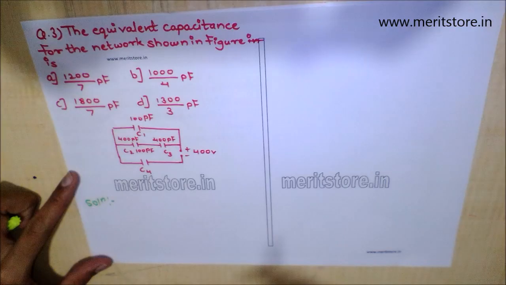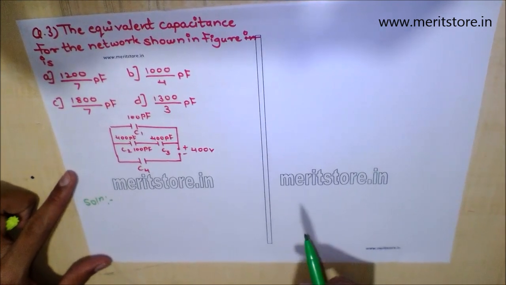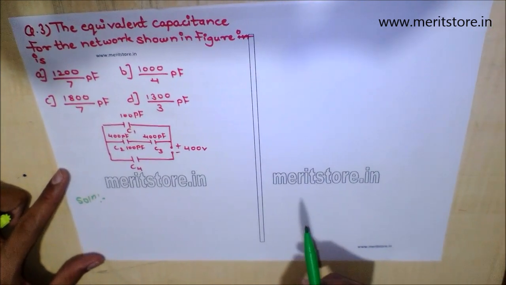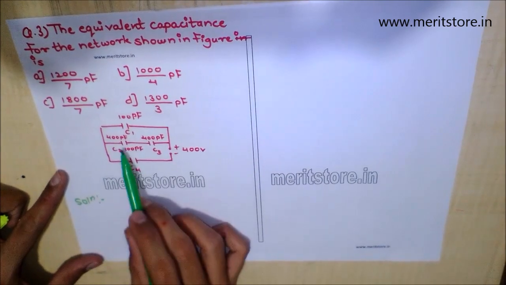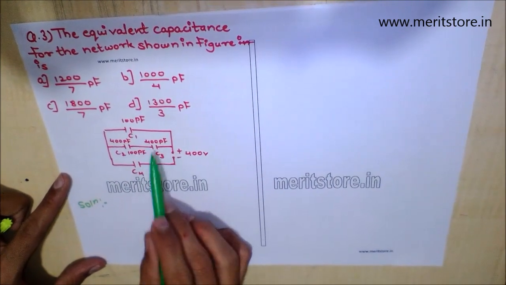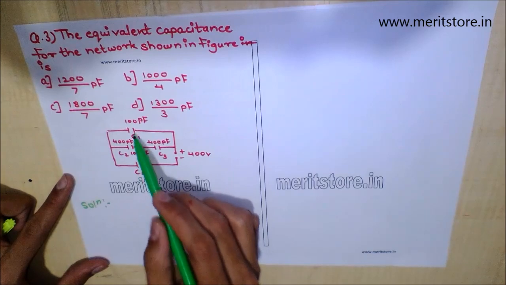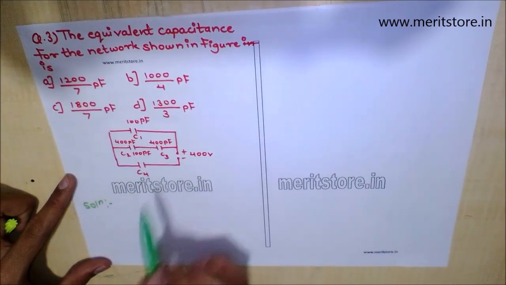3. The equivalent capacitance of the network shown in the figure is: 1200 upon 7 picofarads, 1000 upon 4 picofarads, 1800 upon 7 picofarads, 1300 upon 3 picofarads. Now here we have two capacitances connected in series, and two capacitances connected in parallel. Those are C2 and C3.